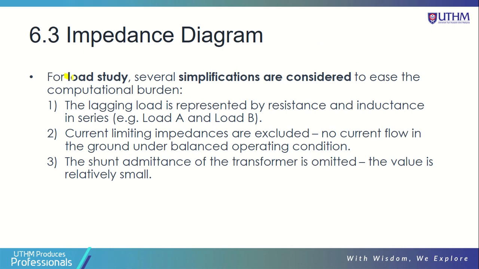For the load study, from the impedance diagram, several simplifications are considered to ease the computational burden. For the load analysis, we need to do the simplification. Number one, the lagging loads are represented by resistance and inductance in series, that is, a lagging power factor load. Number two, the current limiting impedances are excluded, because there is no current flow in the ground under balanced operating conditions. Number three, the shunt admittance of the transformer is omitted because the value is relatively small. To make it easy, we simplify our system according to points 1, 2, and 3 for the load study.